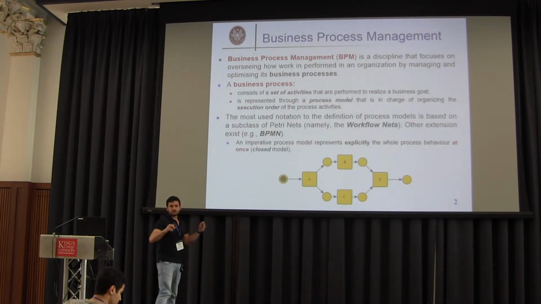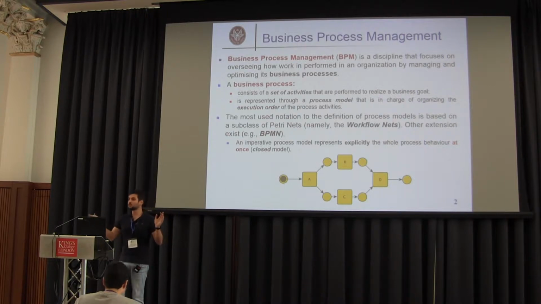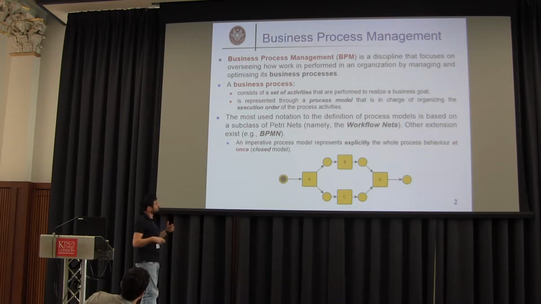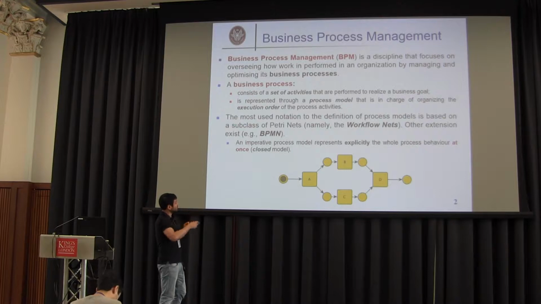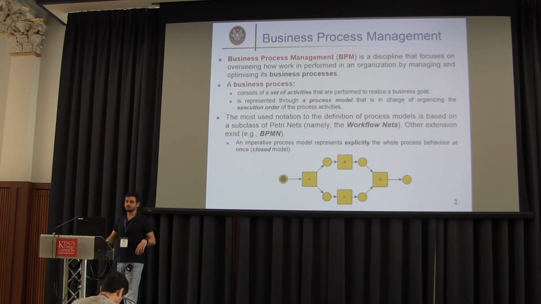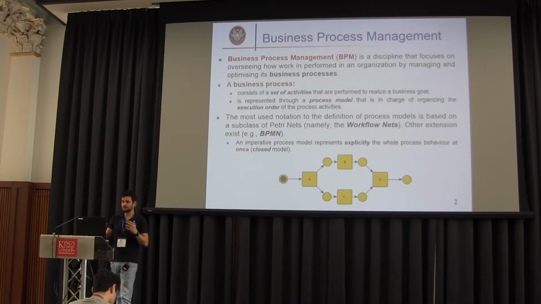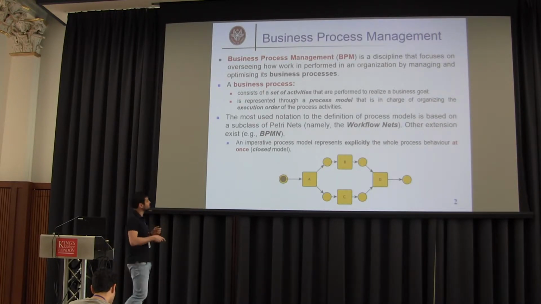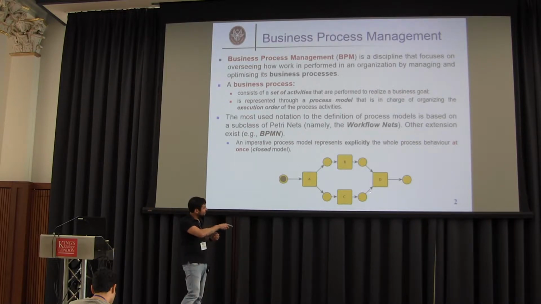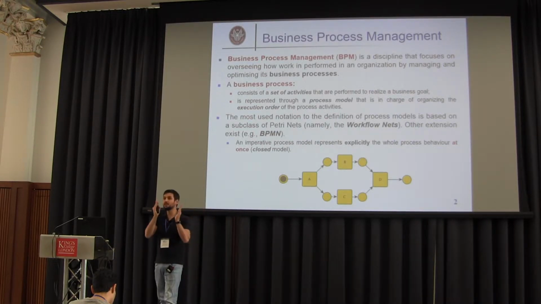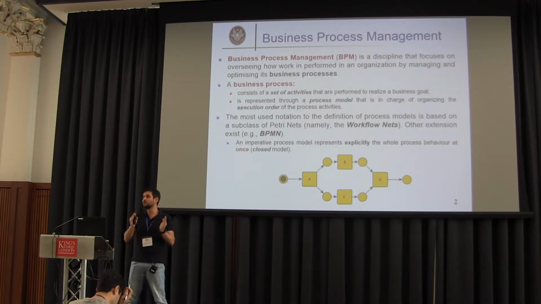In the business process management world, the most used notations for representing process models are imperative model notations. In particular, all these notations are based on a subclass of Petri nets. From Petri nets, we have several imperative notations like workflow nets, BPMN, the business standard notation, and so on. An imperative process model is usually able to represent explicitly the full process behavior at once. So we have to explicitly put all the activities and the execution order of all the activities in the process model.